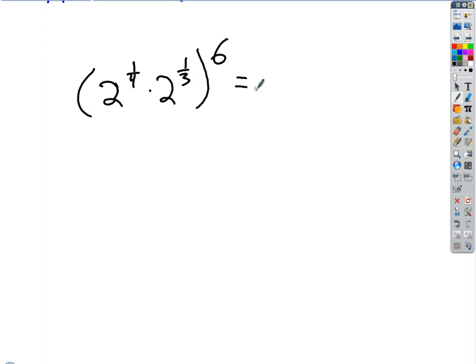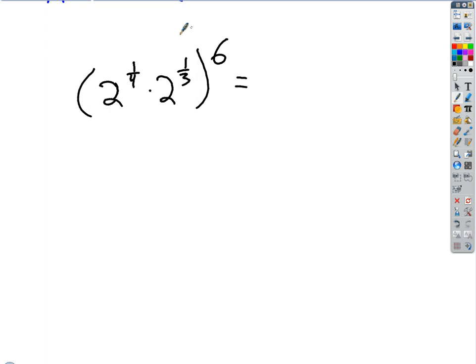Okay, what are our options here? Distribute out the 6 first. Okay, good. We could distribute the 6 first, or we could do what? Do the like bases in the parentheses. Okay, or we could multiply the like bases and add the fractions. In this case, it's probably easier to distribute the 6.